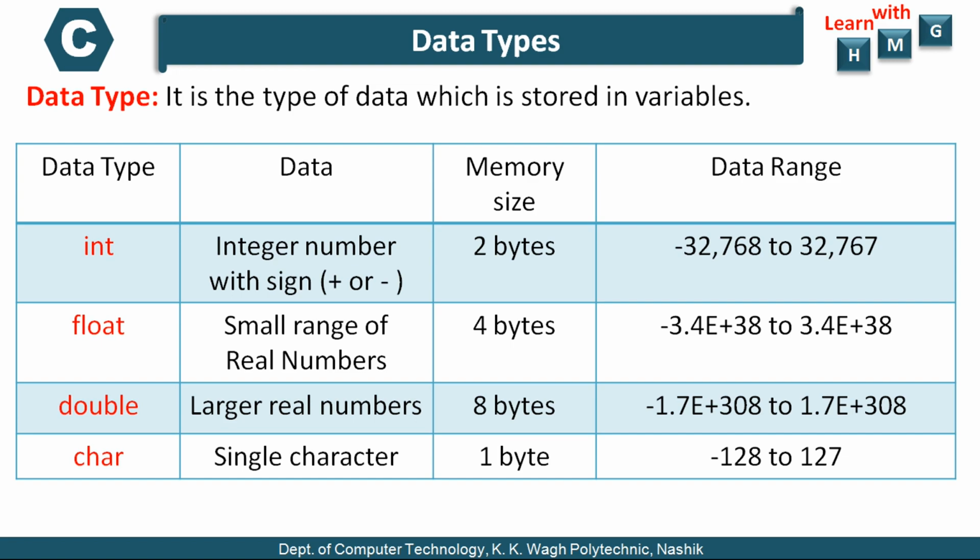So these are the 4 basic data types. Apart from that, there are certain other data types also, that is, for int the higher range data type is long int, and you can go for that also.